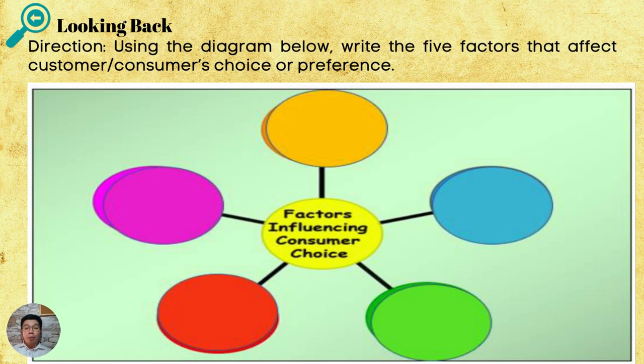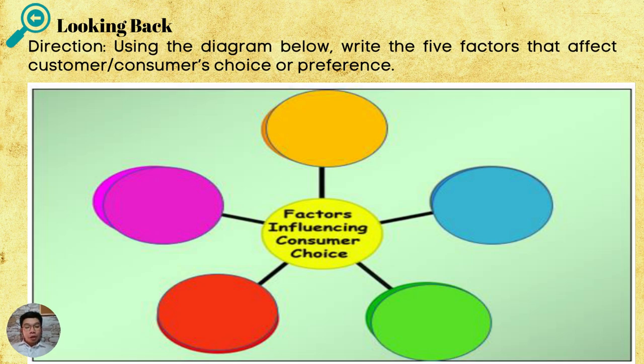Now, looking back to your previous lesson, here's the direction. Using the diagram below, write the five factors that affect consumer or customer's choice or preference. So you have to write the factors influencing consumer choice. Please take time to answer this one on your TLE 6 notebook. And once you are done, you may resume the video for checking.